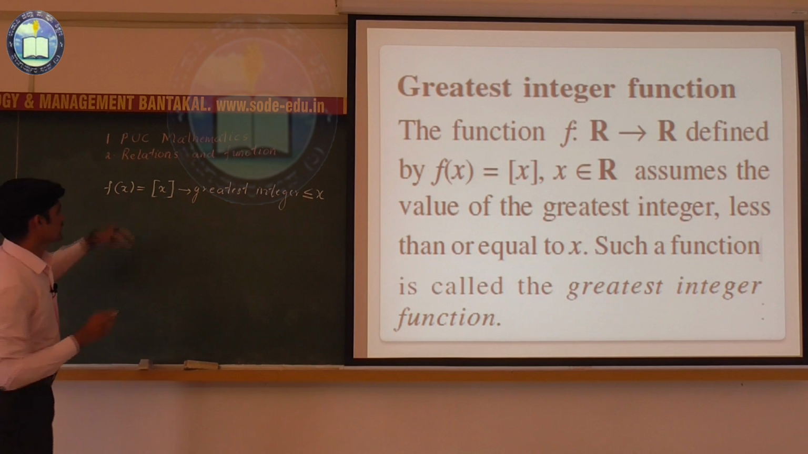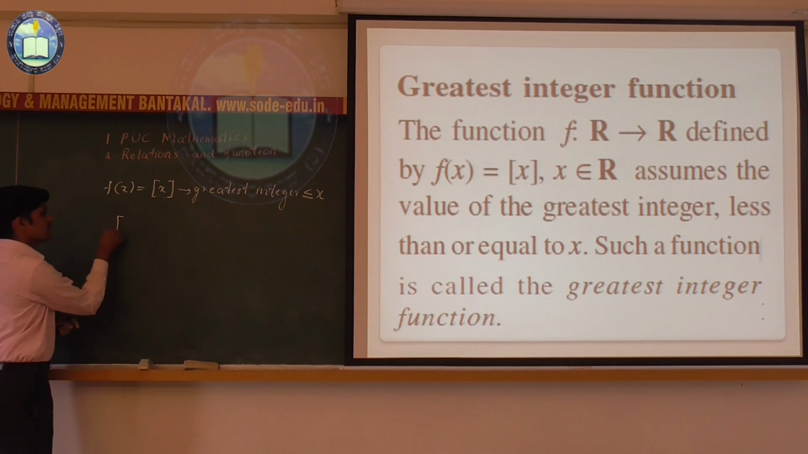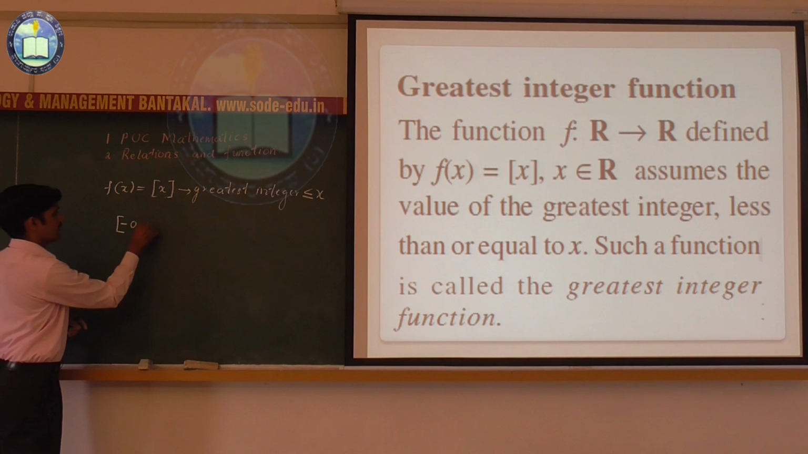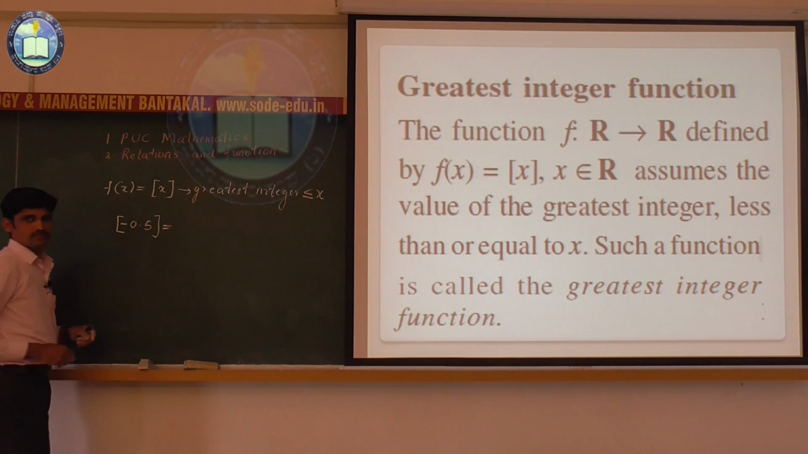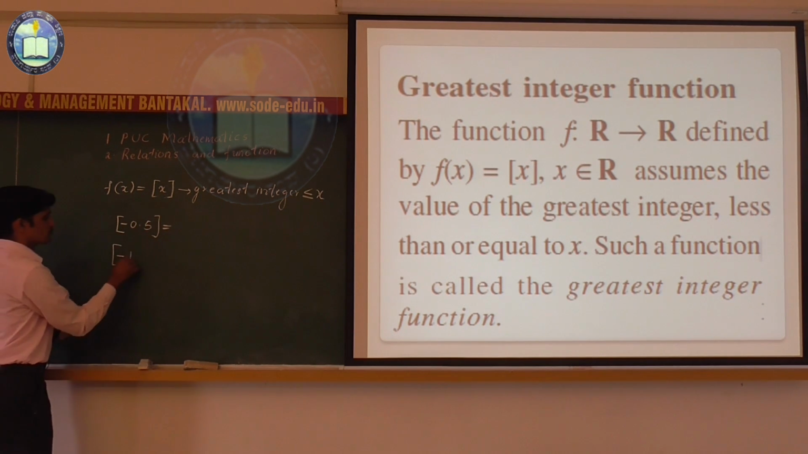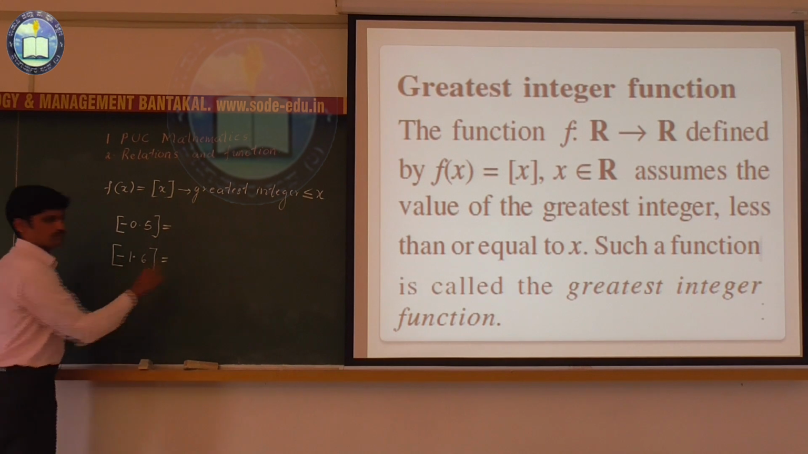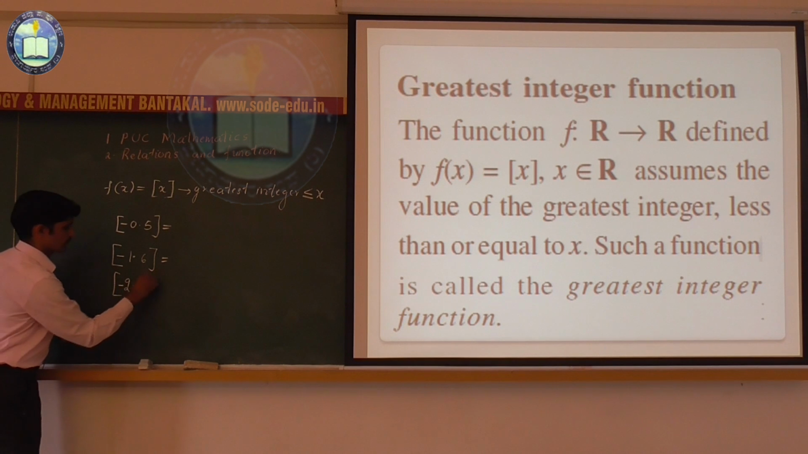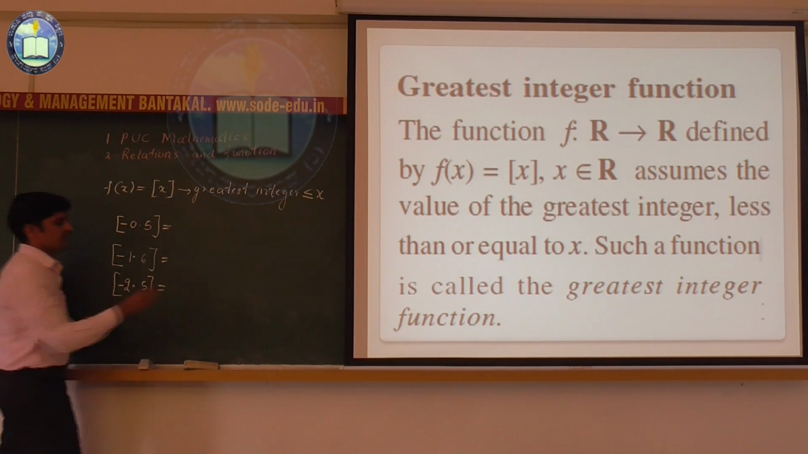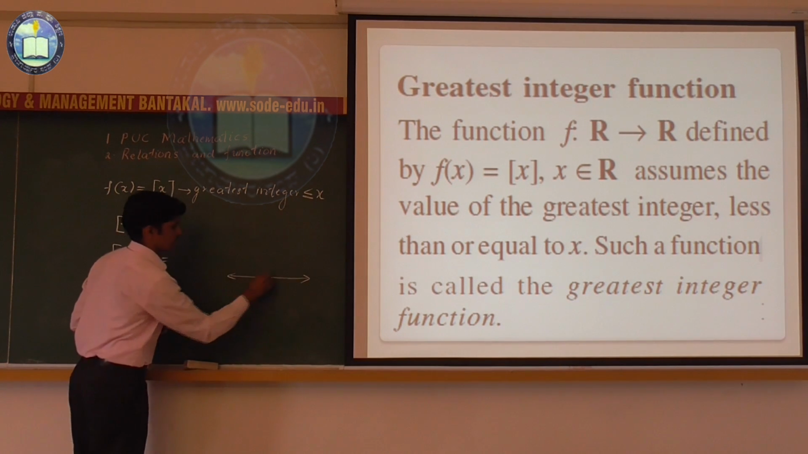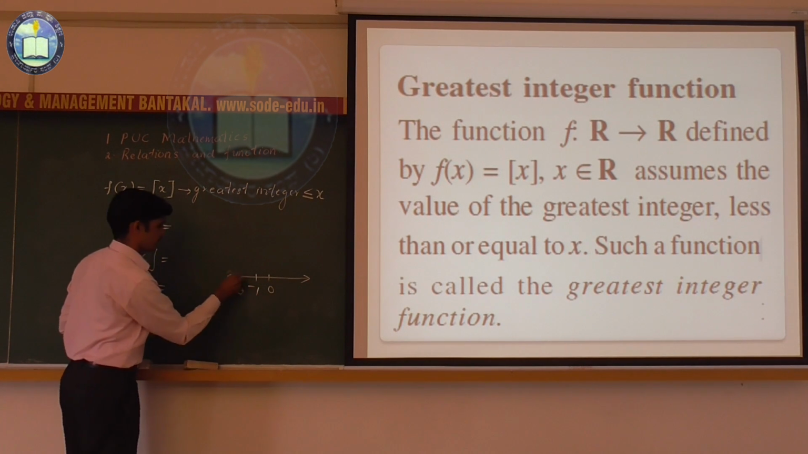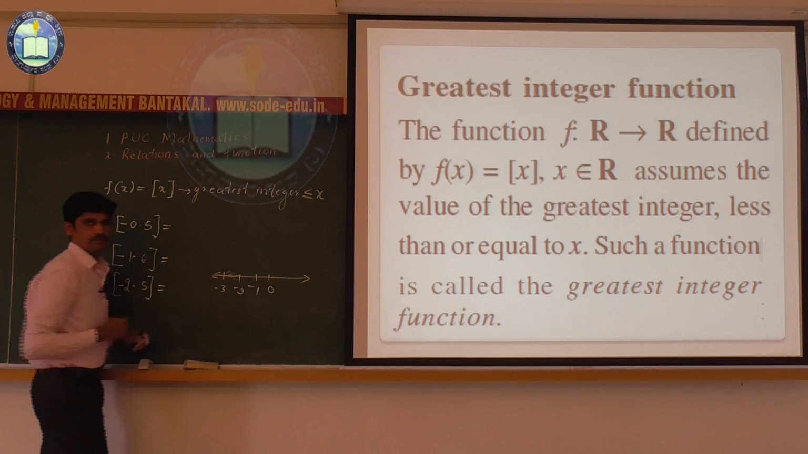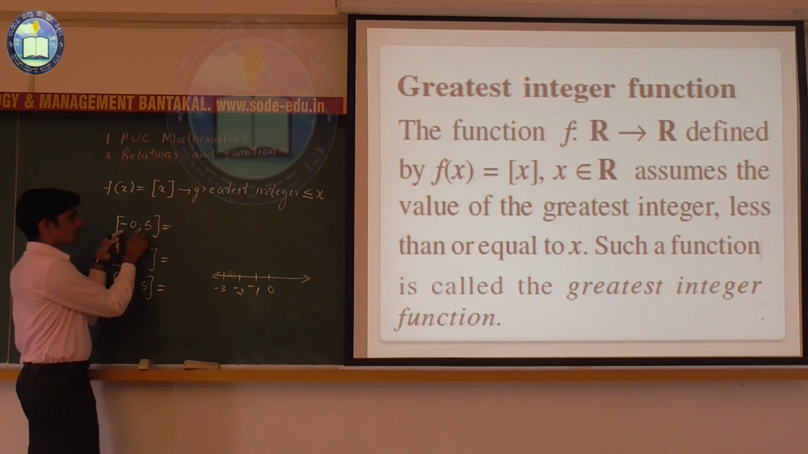Now, let us see some more examples. Like greatest integer part of minus 0.5. What is this? Greatest integer part of minus 1.6. What is the greatest integer part of minus 2.5? If you observe that on the number line, here we have 0, minus 1, minus 2 and so on. Minus 3. Greatest integer part of minus 0.5.